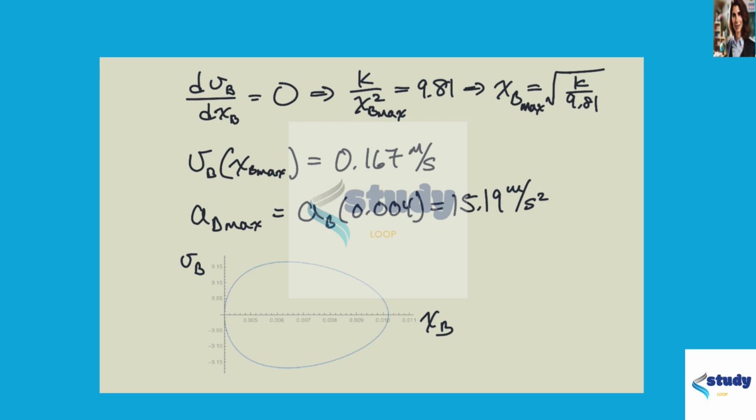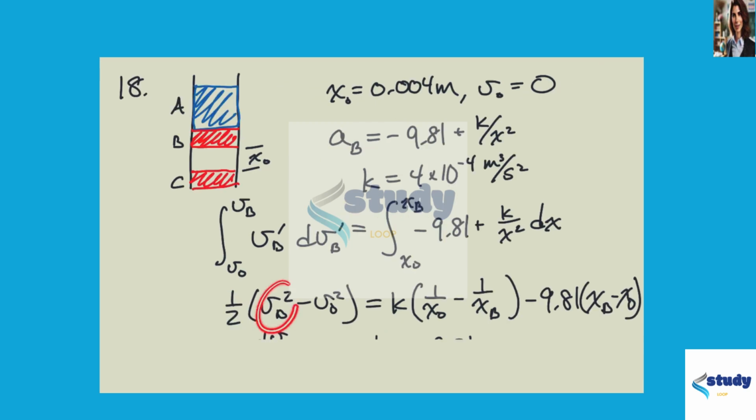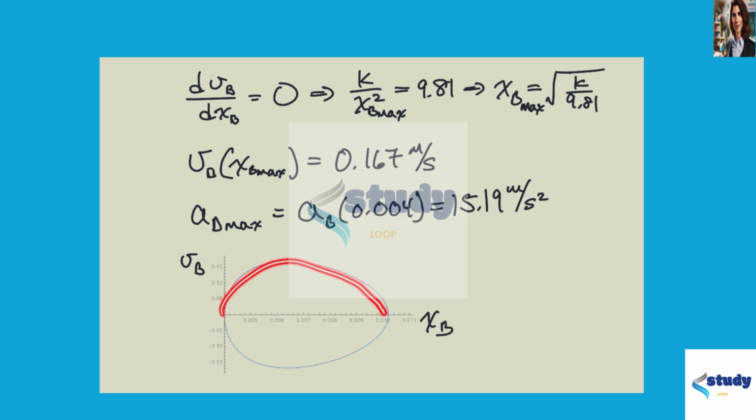And then we can also make a little plot here, because we have vb as a function of x. And again, if we look over here, we have a square here, so we have two roots. One root will be this top half of this egg-shaped thing, and the other will be this bottom half. So we start off at v equals 0 and x equals 4 millimeters, and we rise up here. We have some positive acceleration, and we reach a maximum velocity of 0.16 meters per second.